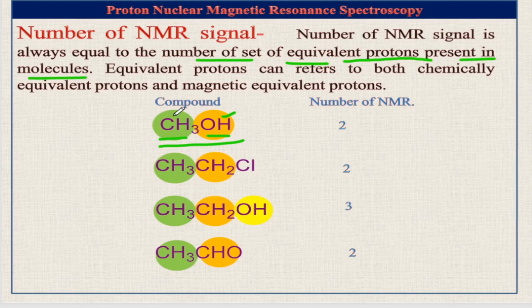Here one proton and here three protons. So in methyl alcohol, two sets of protons are present, so it gives two NMR signals. In methyl chloride, there are two sets of protons, so it gives two NMR signals. In ethyl alcohol, it has three sets of protons, so it gives three NMR signals. Acetaldehyde has two sets of protons, so it gives two NMR signals.